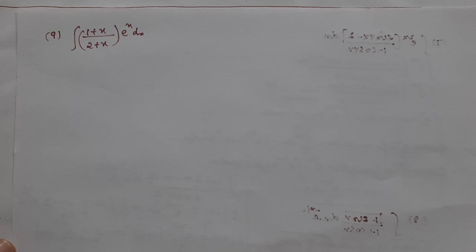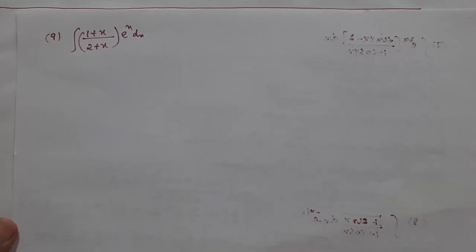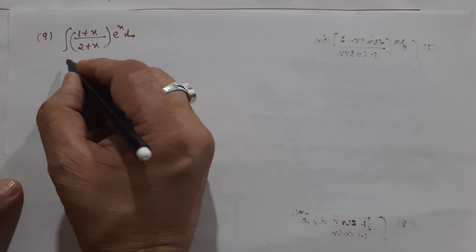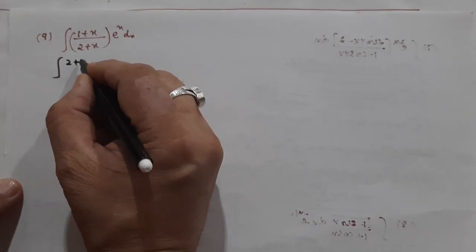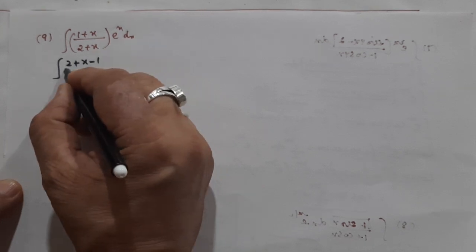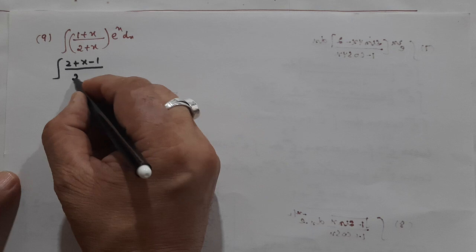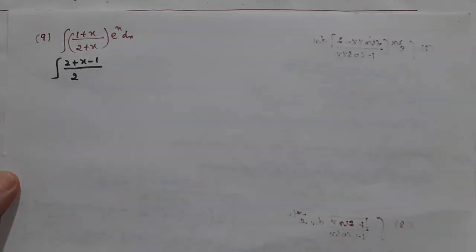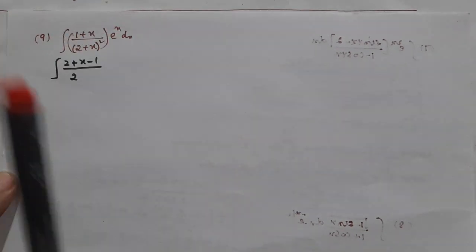Now the question is integral of 1 plus x upon 2 plus x whole square, e power x dx. Now students, let us see how to do this question. In the denominator we have 2 plus x square, so what we do is add 1 and subtract 1 in the numerator. So we are writing 1 plus x as 2 plus x minus 1, and here we have 2 plus x whole square.